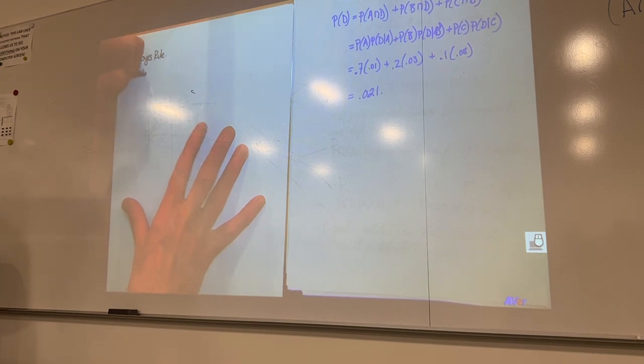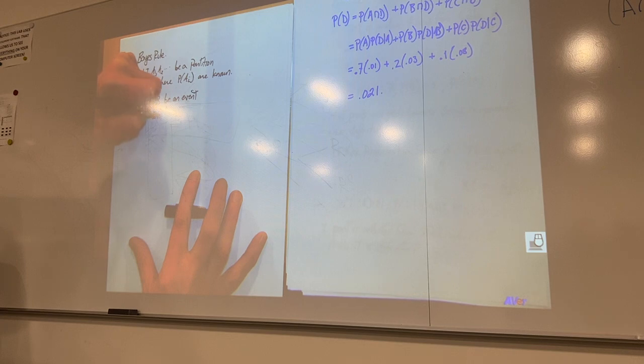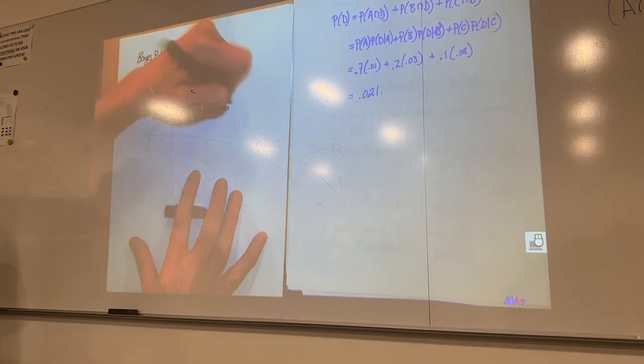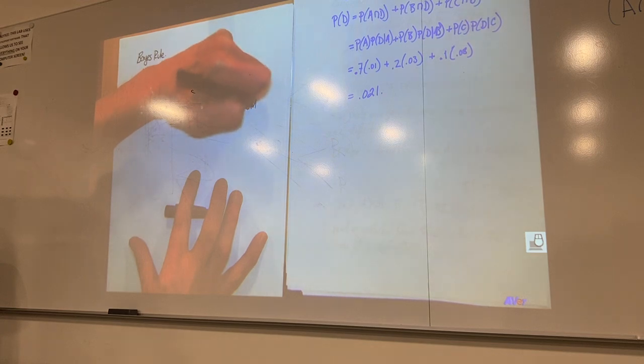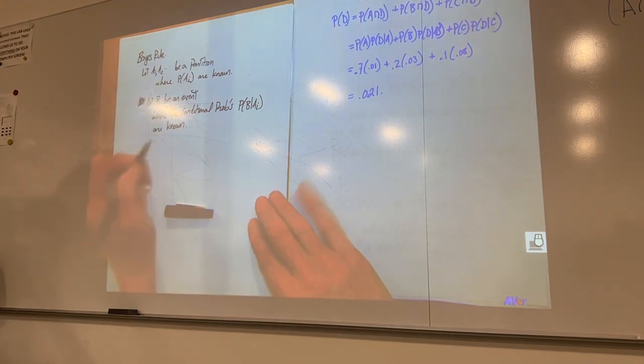Bayes' rule. Let A1 to An be a partition where the probabilities of the Ai are known, and let B be an event where the conditional probabilities, probability of B given Ai, are known. Okay, so that's the layout.